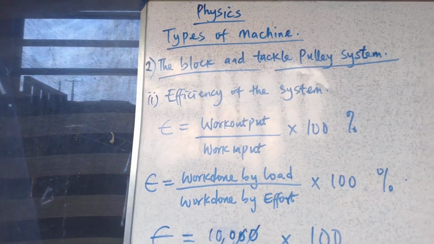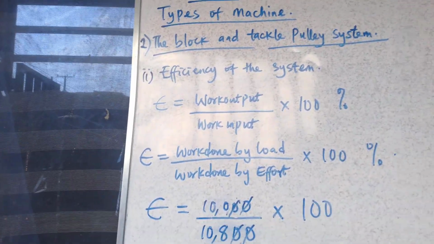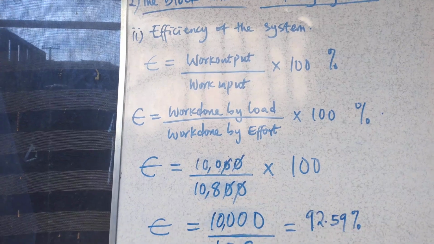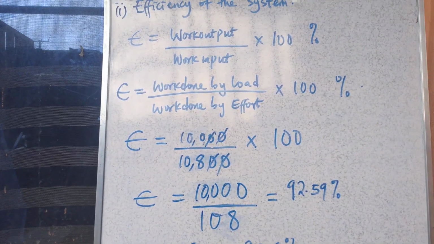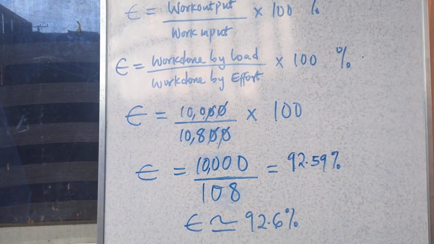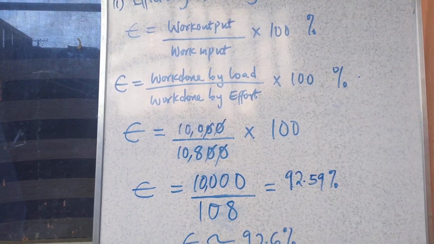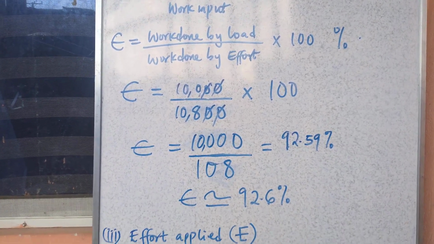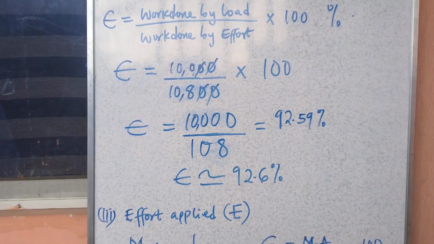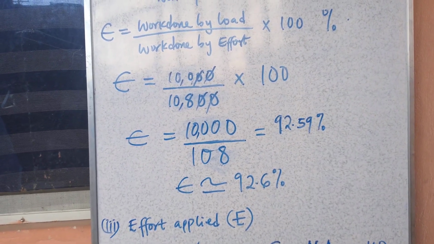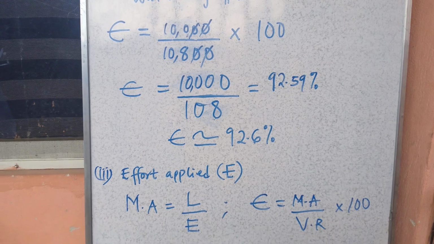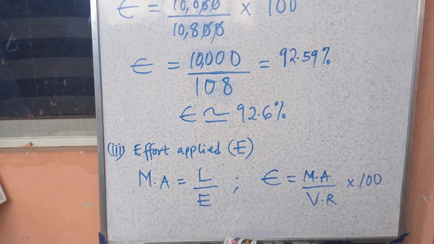Okay. So I can say that the efficiency of the system is work output over work input times 100%, which is work done by load over work done by effort. So if I substitute the values, in place of work output I write 10,000, in place of work input I write 10,800. If I do my arithmetic, I arrive at efficiency as 92.59%. Approximating it, I have 92.6%.